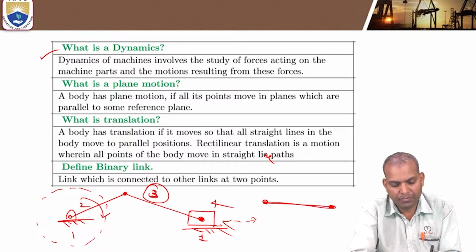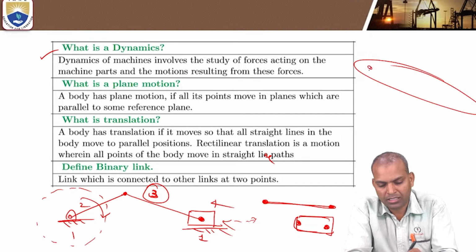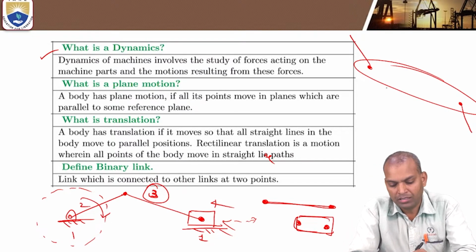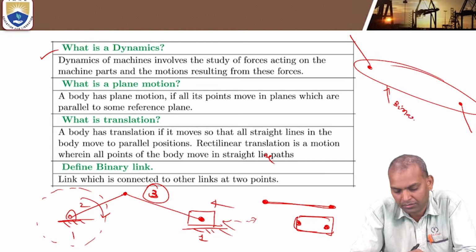Whatever shape it may be, it is having only 2 nodes, an opportunity to join. It may be in this direction. It is having only 2 joints so that you can connect another link. This link is known as a binary link.